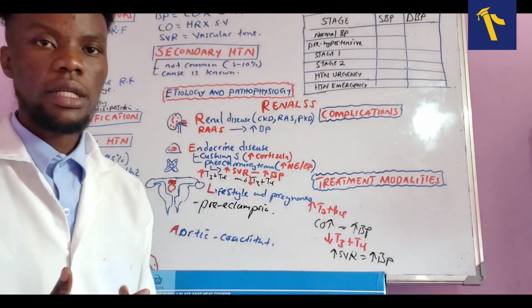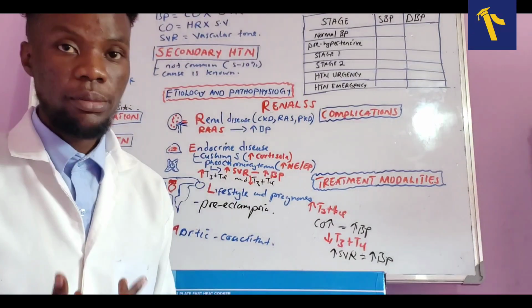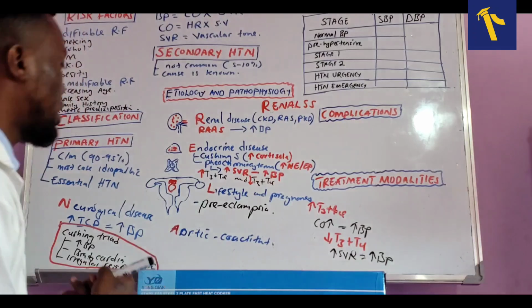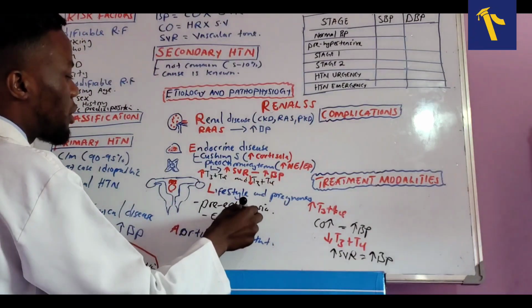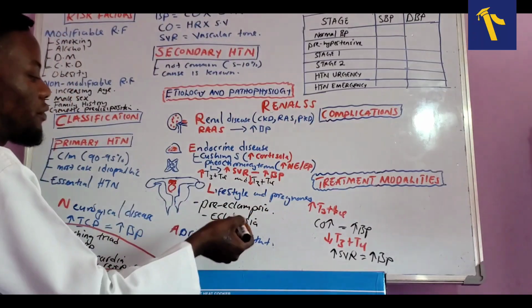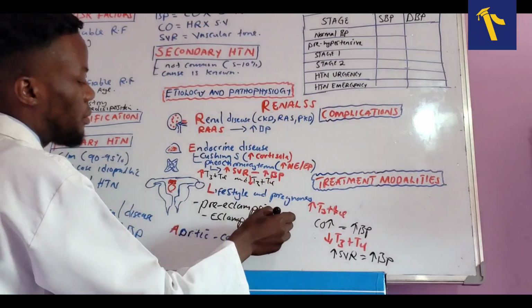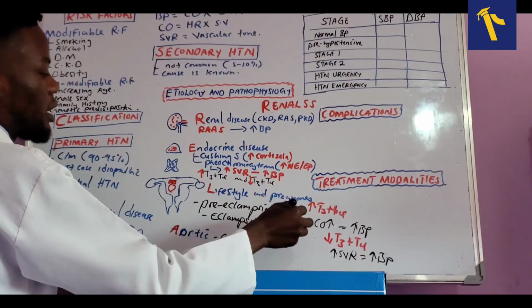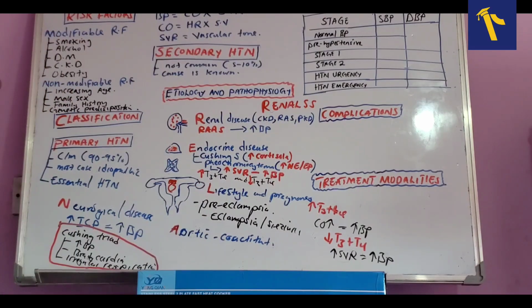Preeclampsia has another related terminology, eclampsia. Eclampsia is when someone has elevated blood pressure during pregnancy and is having seizures. So someone with seizures, if you say seizure or eclampsia, it's one and the same thing. So that is L, lifestyle and pregnancy.